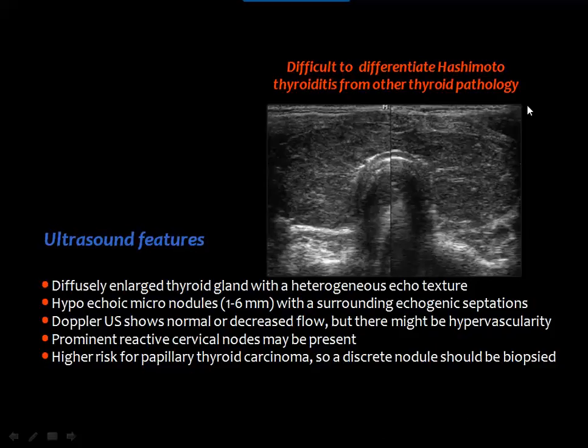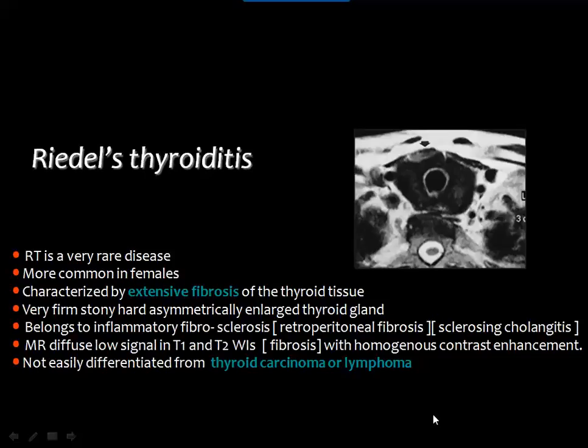a hypervascularity. With this kind of thyroiditis, you may find some reactive cervical lymph nodes. Then this lesion is one of the risk factors for papillary thyroid carcinoma. Then we come to Riedel thyroiditis, which is an extremely rare disease. This disease is more common in females and is characterized by extensive fibrosis of the thyroid tissue.